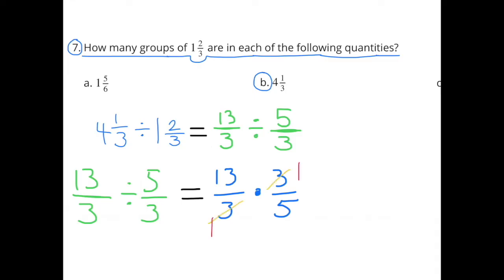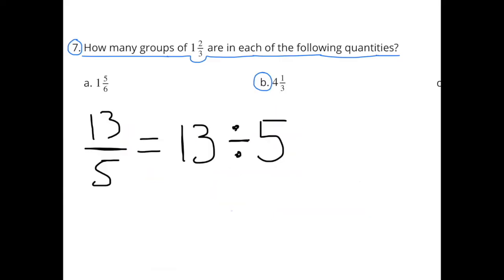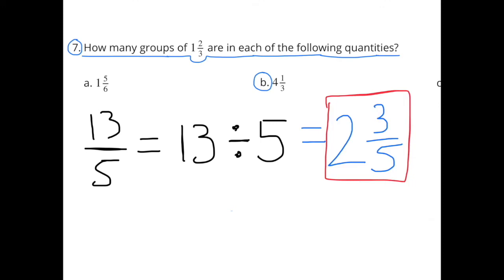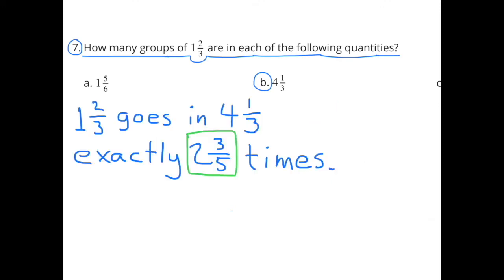Again, here I notice I can simplify. 3 divided by 3 is 1, and 3 divided by 3 is 1. 13 times 1 is 13, and 1 times 5 is 5. So I get 13/5. And as you know, 13/5 is the same as 13 divided by 5, which equals 2 3/5. 1 2/3 goes in 4 1/3 exactly 2 3/5 times.